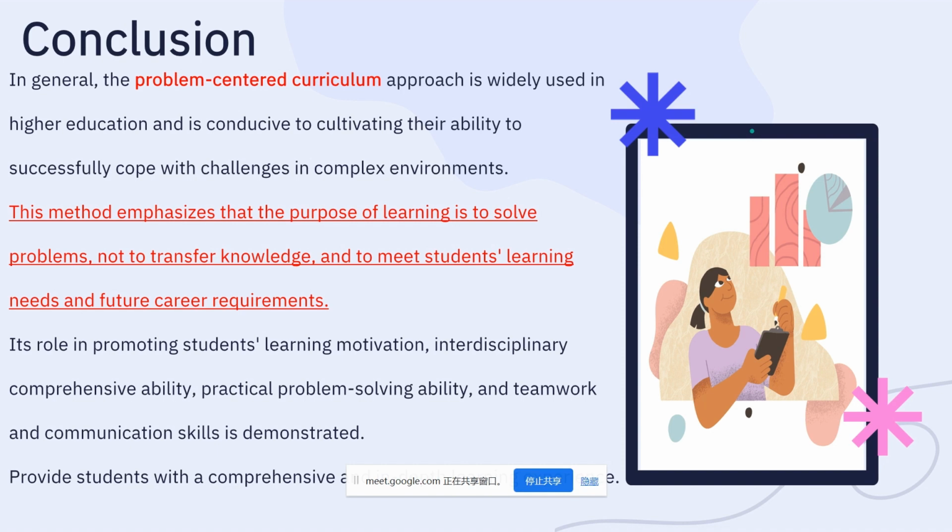Its role in improving students' learning motivation, independent comprehensive ability, practical problem-solving ability, and teamwork and communication skills is demonstrated, providing the student with a comprehensive and in-depth learning experience.